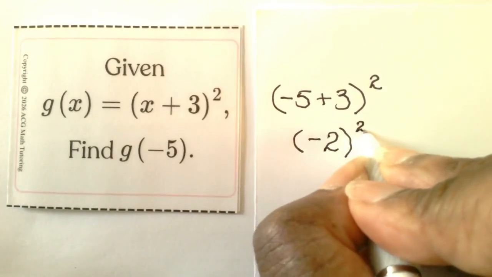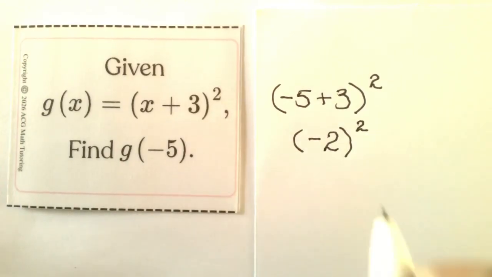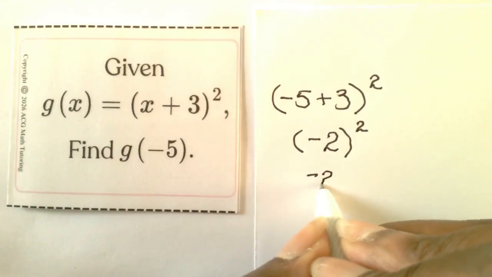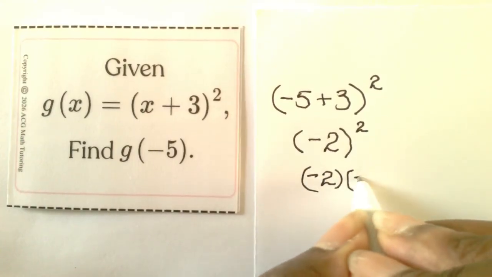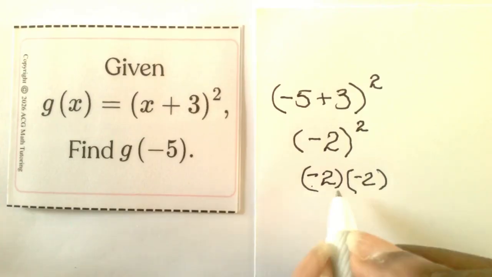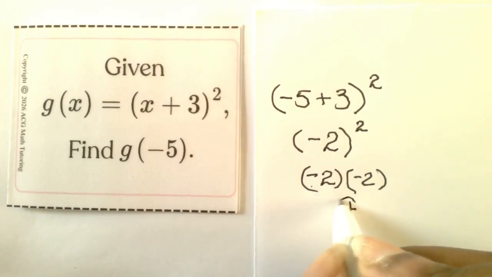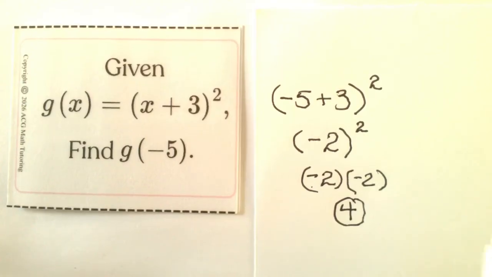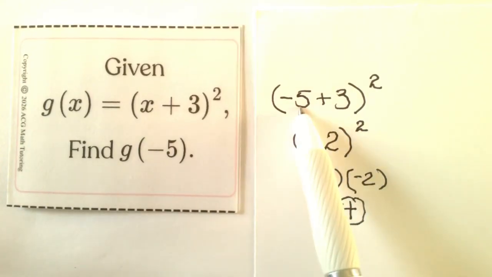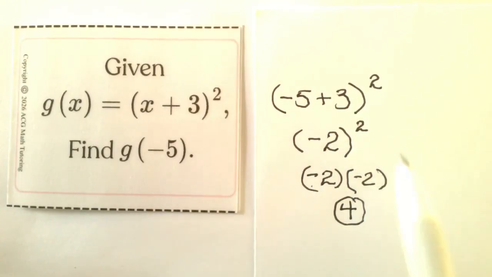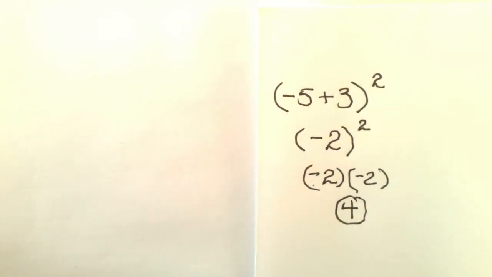And negative 2 squared is the same as saying negative 2 times negative 2, not negative 2 times 2. You're taking this base and multiplying it by itself 2 times. So a negative times a negative gives me a positive, and 2 times 2 gives me 4. So we're not just squaring the 3 and then subtracting the 5. We have to do what's inside the parenthesis first, then we take care of the exponents. So we've got that one done.